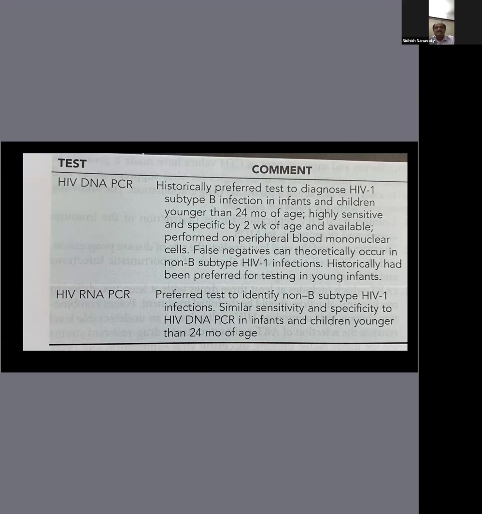Now, HIV DNA PCR is mainly preferred to diagnose HIV-1 subtype B infection in infants and children younger than 24 months of age. It is highly sensitive and specific by 2 weeks of age and is performed on peripheral blood mononuclear cells. False negatives can theoretically occur in non-B subtype HIV-1 infection. And HIV RNA PCR is the preferred test to identify non-B subtype HIV-1 infection, with similar sensitivity and specificity to HIV DNA PCR in infants and children younger than 24 months of age.